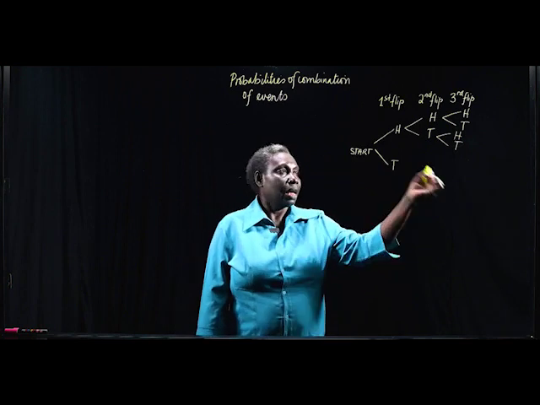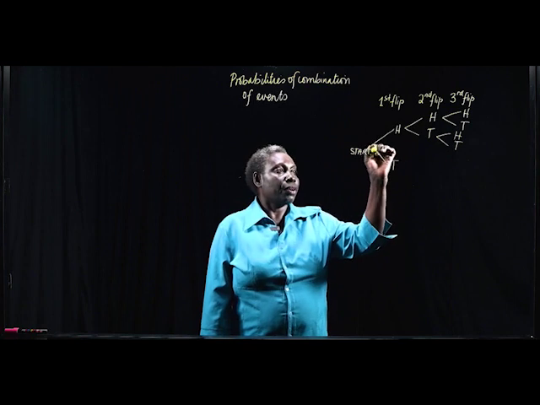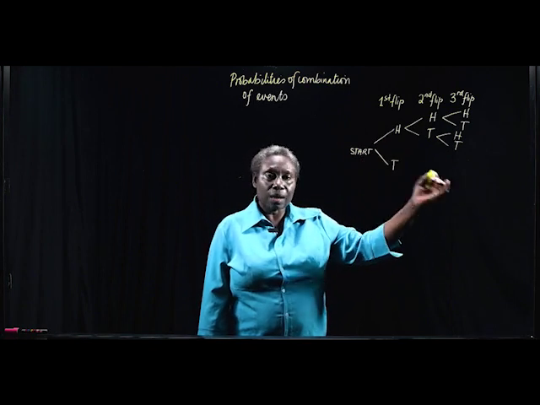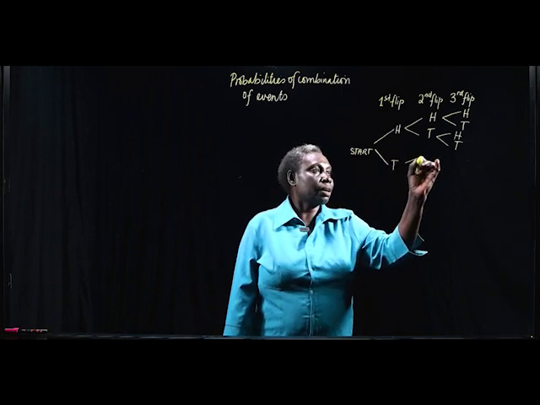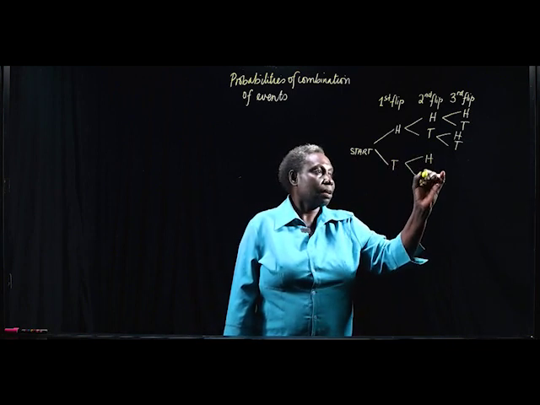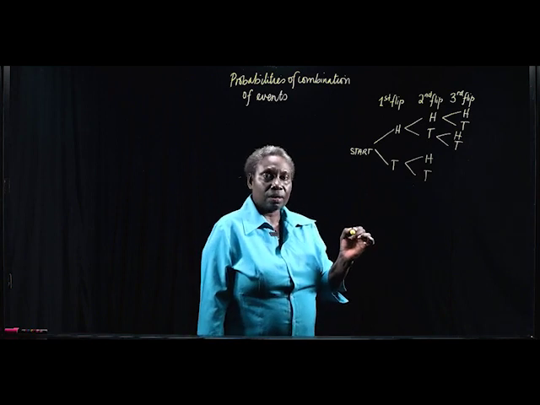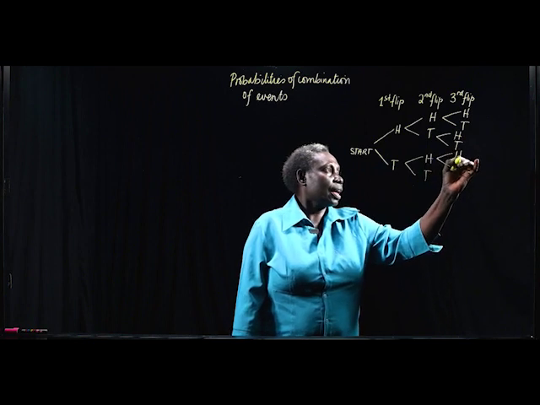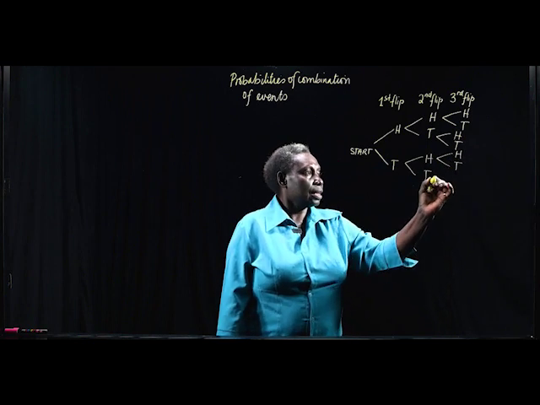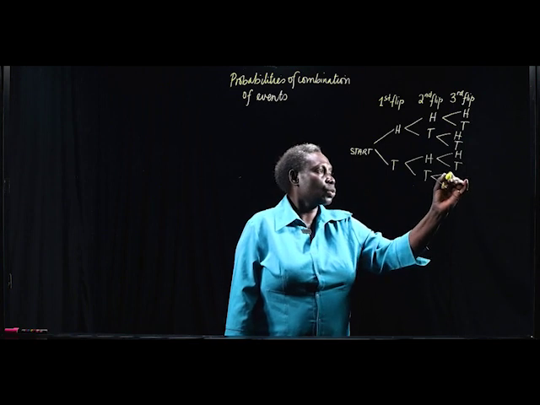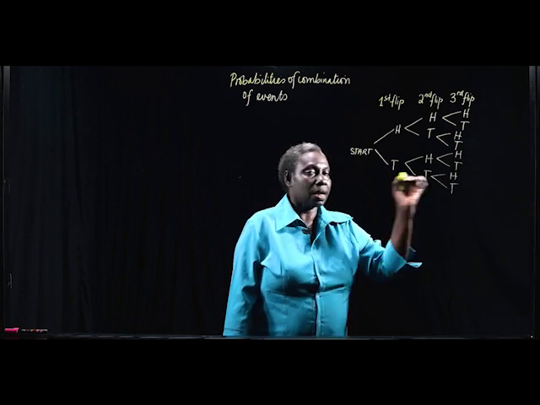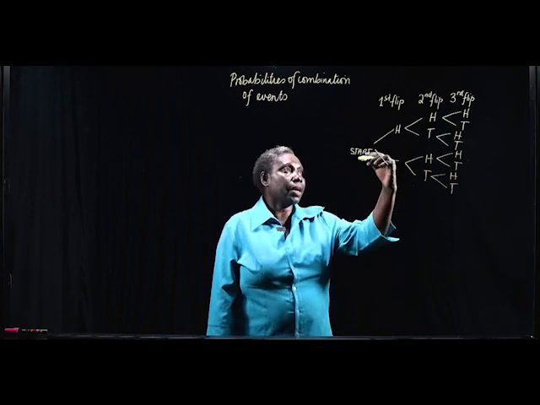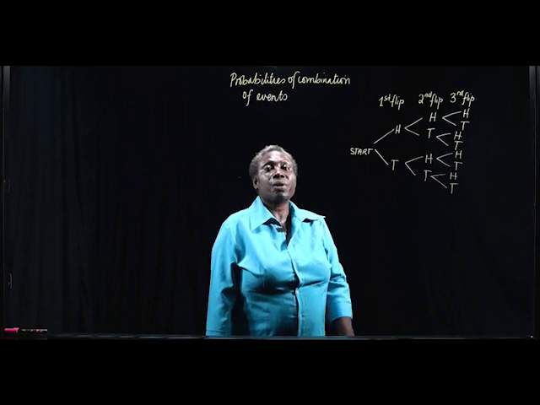Now, for the tail, if I flip the coin for the first time, I will have a head and a tail. And if I flip it the second time, the tail will also have a head and a tail. If I flip it the third time, this head will also have a head and a tail. And this tail here will also have a head and a tail. Now, we can find the total outcomes by looking at the branches.